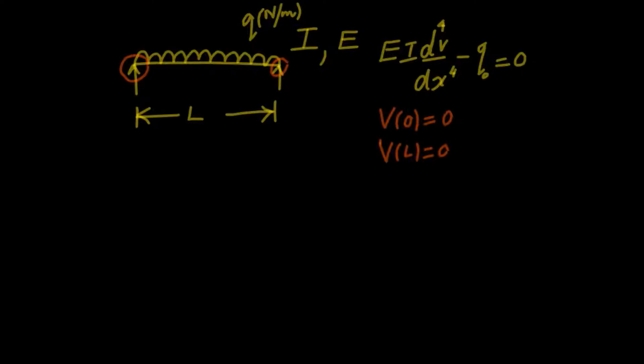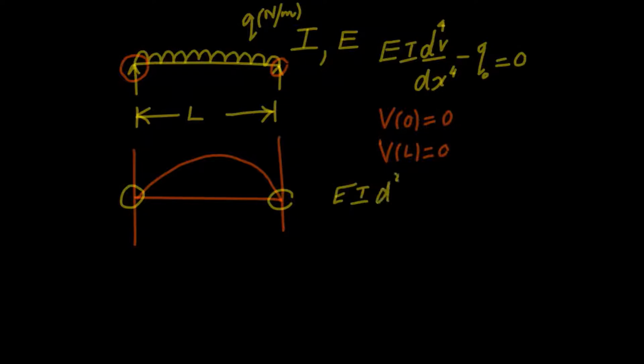Now let me define the third boundary condition. If you draw the bending moment diagram of the simply supported beam, the type of bending moment diagram that you are going to get would look something like this, which means that the bending moment at the left extreme end is going to be 0. The bending moment at the right extreme end is going to be 0. The expression for bending moment is EI into d squared V by dx squared. At x is equal to 0 it is going to be 0. And the value of bending moment EI into d squared V by dx squared at x is equal to L, that is also going to be 0.